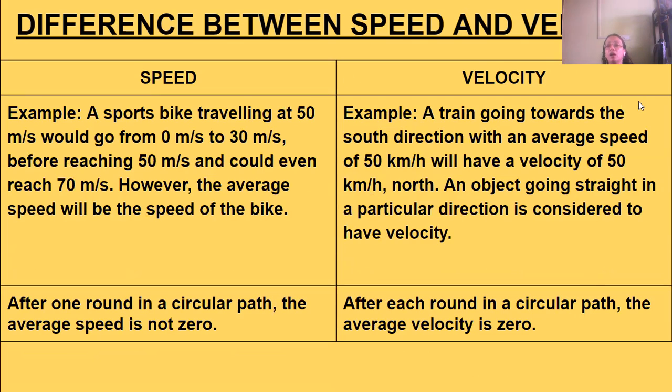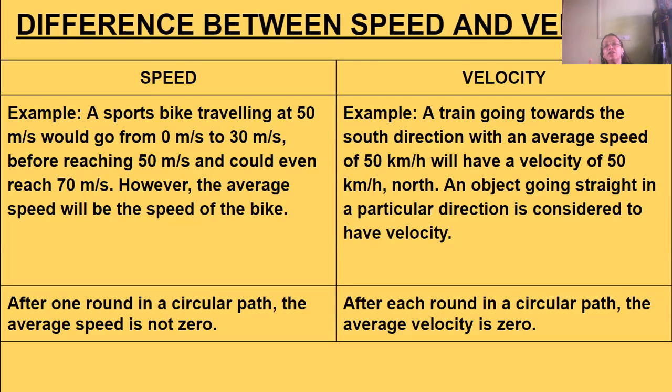Next is an example: a sports bike traveling at 50 meters per second will go from 0 to 30 meters per second. So it's traveling at 50 meters per second. Its speed is 50 meters per second. Before reaching 50, it will go from 0 to 30, then it will move to 50, and it may even cross that 50 limit also.